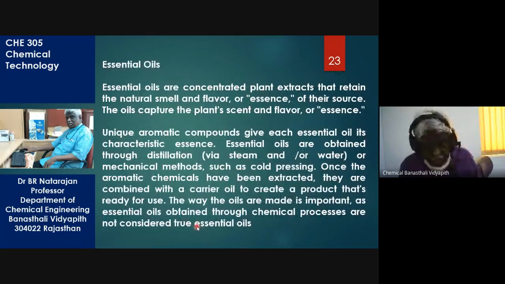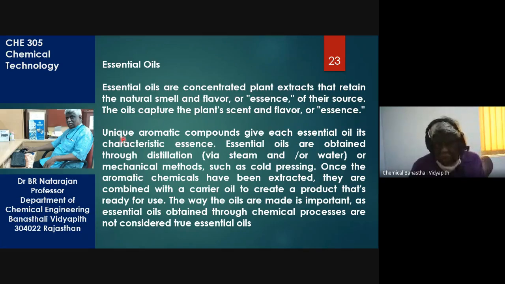Then comes essential oils. Okay, what are essential oils? These are the perfumes, etc. Essential oils are concentrated plant extracts that retain the natural smell and flavor, or essence, of their source. That is how this word essential oils came. It is oil which holds the essence of the plant. The oils capture the plant's scent and flavor or essence.